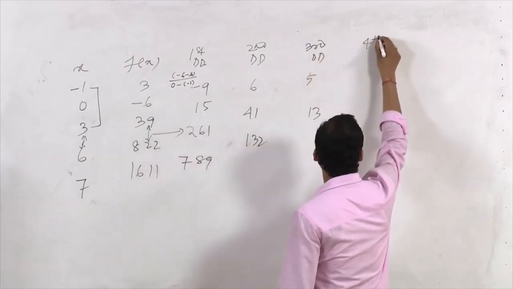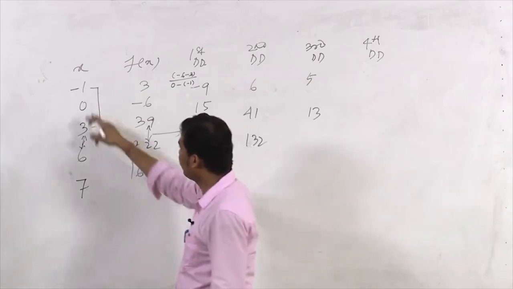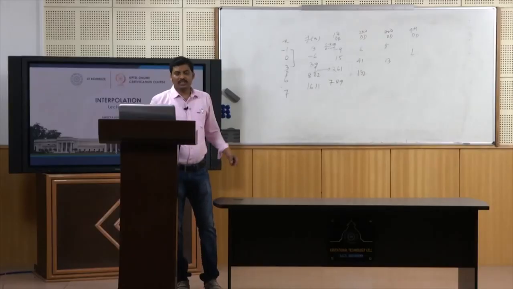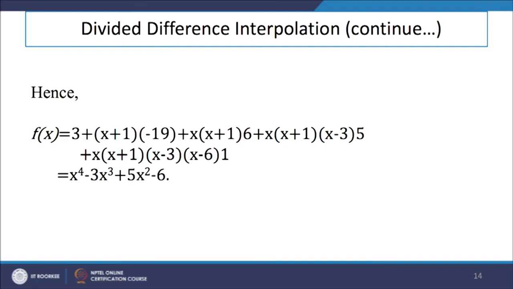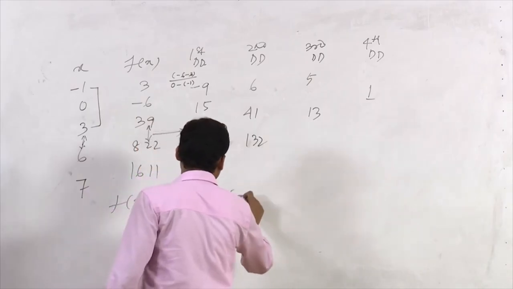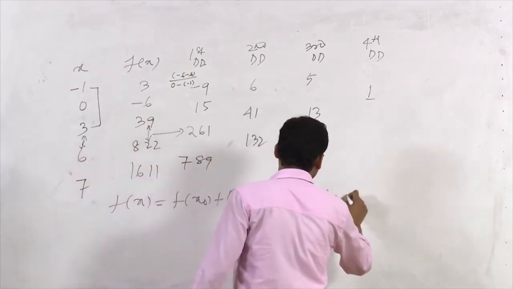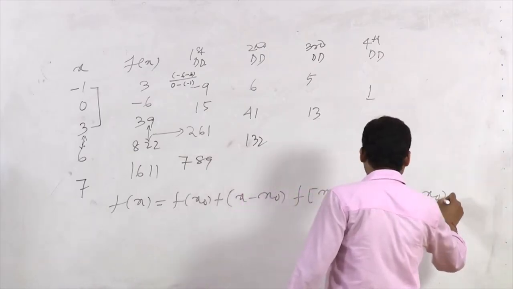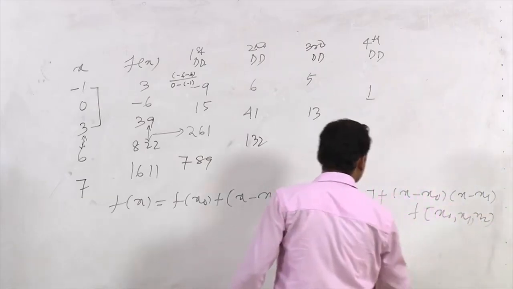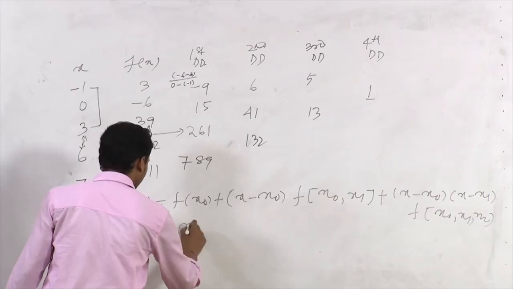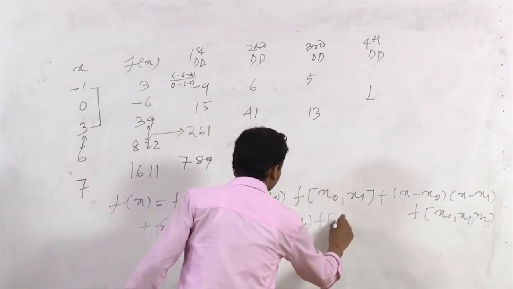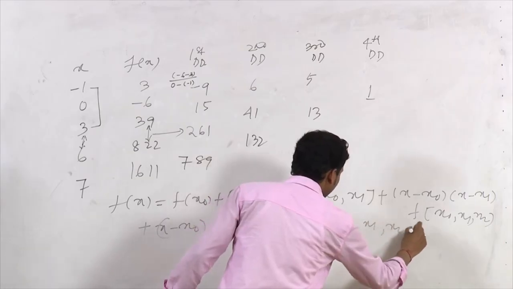And the fourth order divided difference is 13 minus 5 divided by 7 minus of minus 1, which is nothing but the value 1. So if you put it in the formula, we obtain f of x equals f of x0 plus x minus x0 times f of x0 x1, plus x minus x0 x minus x1 times f of x0 x1 x2, plus x minus x0 x minus x1 x minus x2 times f of x0 x1 x2 x3.